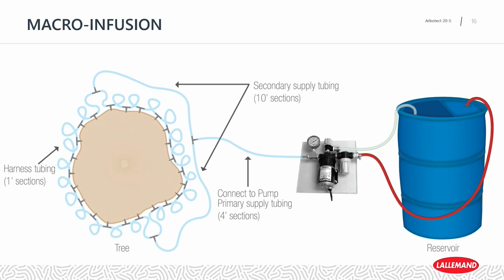So once the solution is in the secondary supply tubing, it will access the tree via 4 to 8 opposing ends and enter the tree by way of the T's inserted into the root layer. Now these T's make up for the whole circumference of the tree, just like in this picture here.